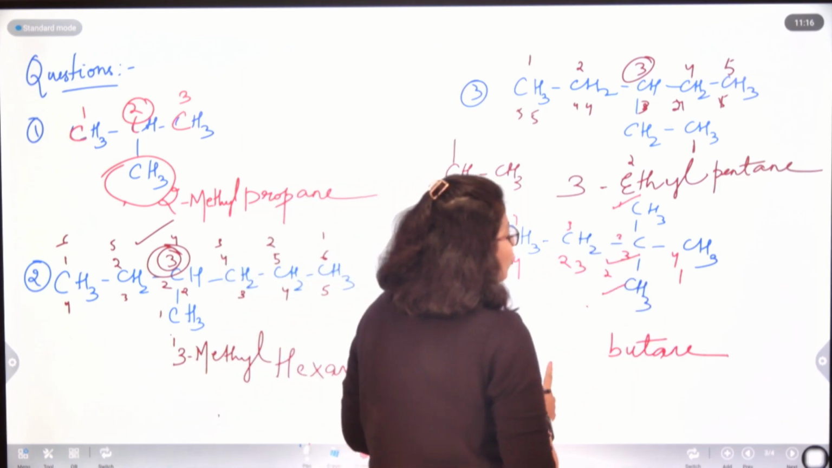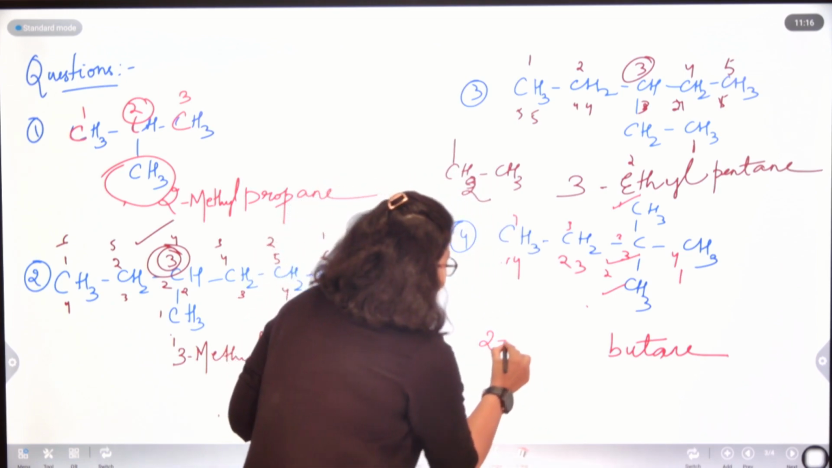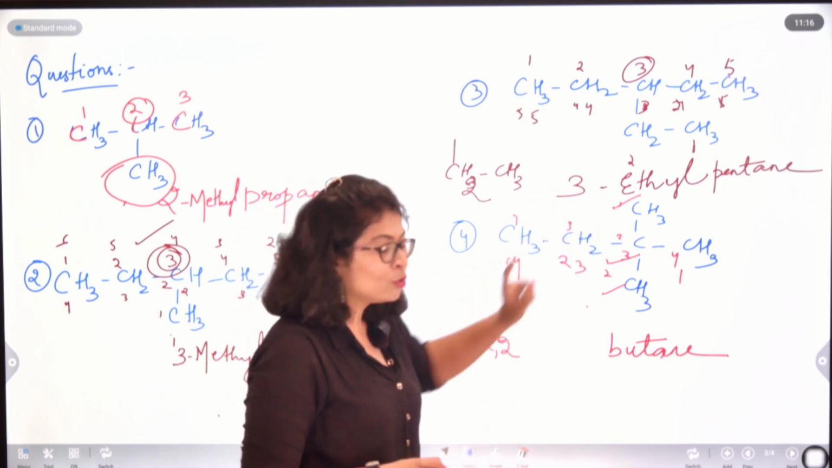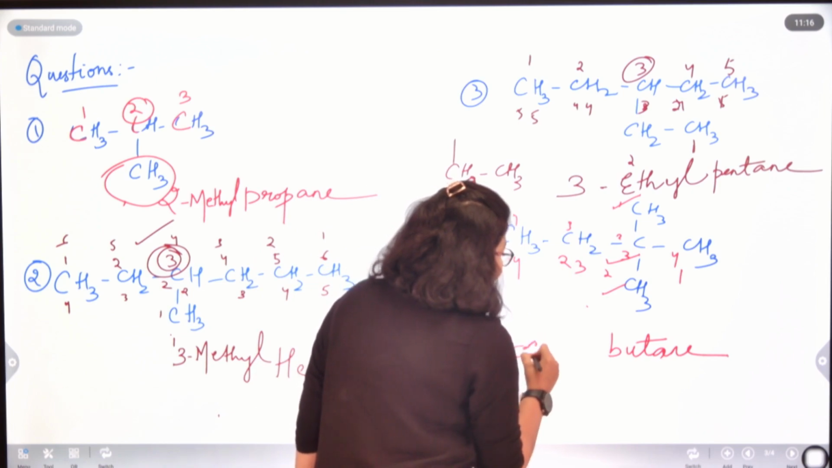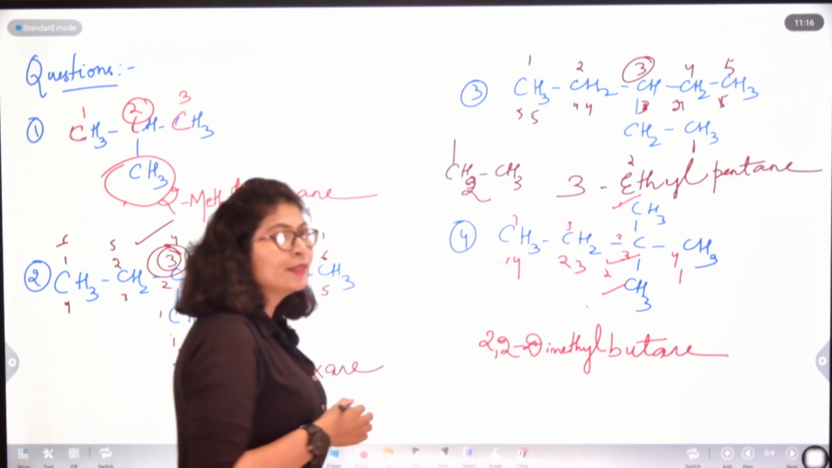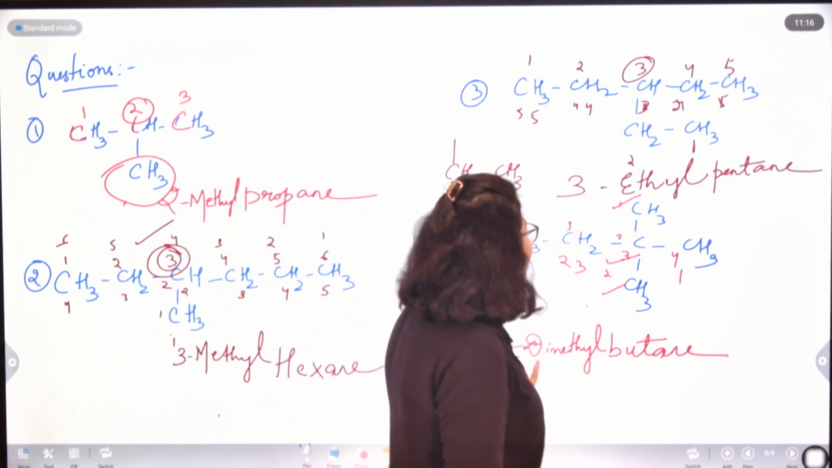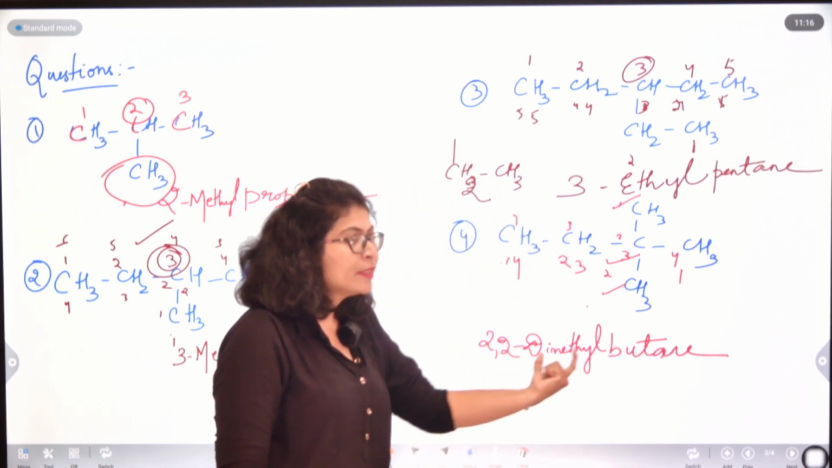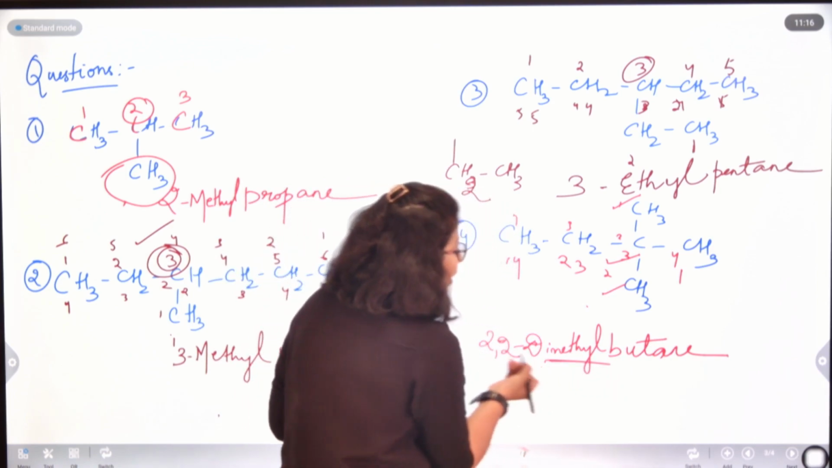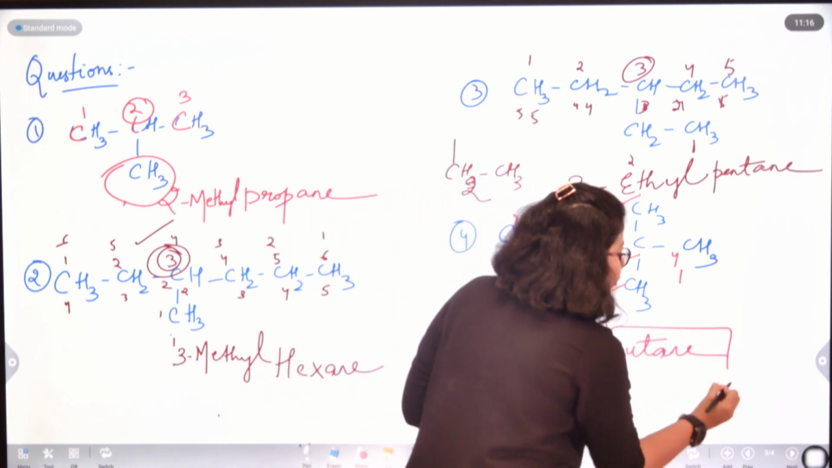In this case, the branching is at the second position. I'm having 2 branches at the second position. So 2, 2, and both are methyl groups. So that is 2,2-dimethyl butane. Had there been 3, it would be tri, tetra, penta, like this. Here I have 2 methyl groups, that's why 2,2-dimethyl butane. This name signifies I have a branching of 2 methyl groups and both are at the same position, that is the second position of the main chain butane.